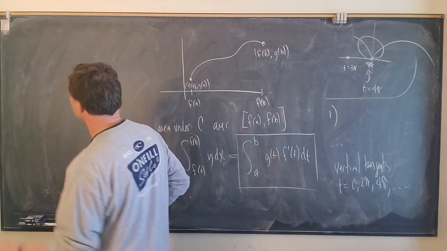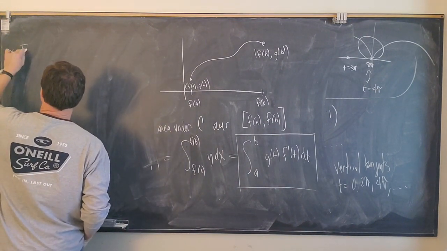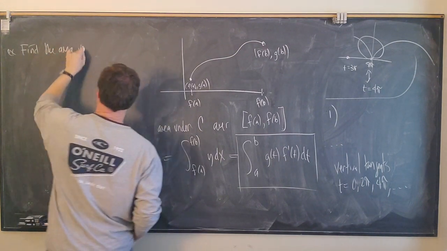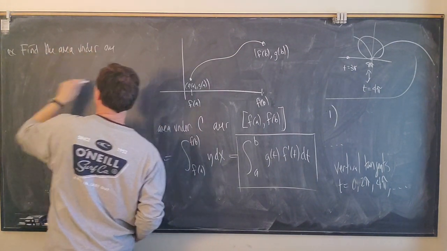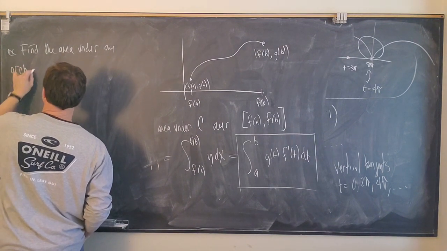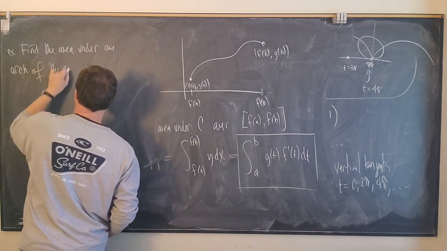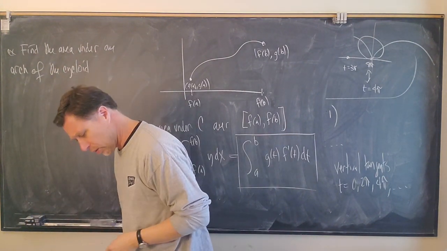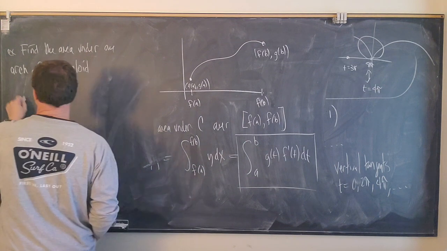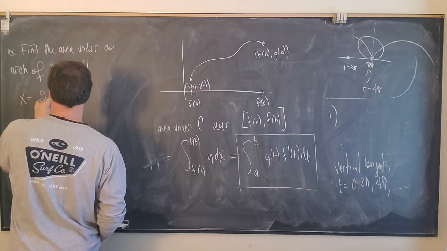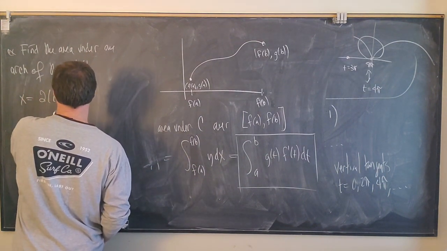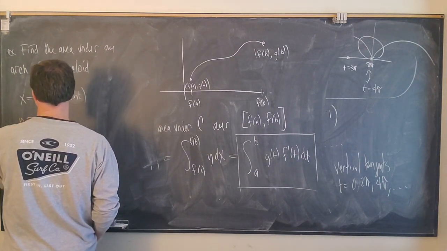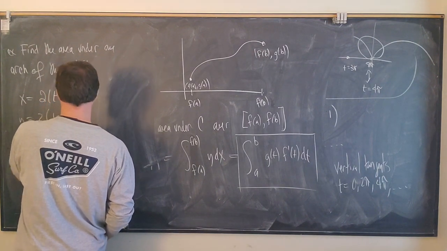So let's try an example. Let's find the area under one arch of the cycloid. And let's just do that same one, the one that had radius 2, right? So that's going to be x equals 2 times t minus sine t, and y equals 2 times 1 minus cosine t.